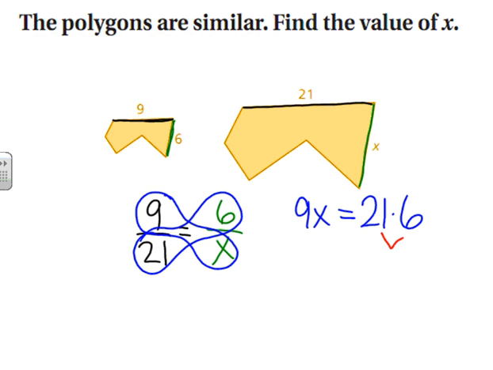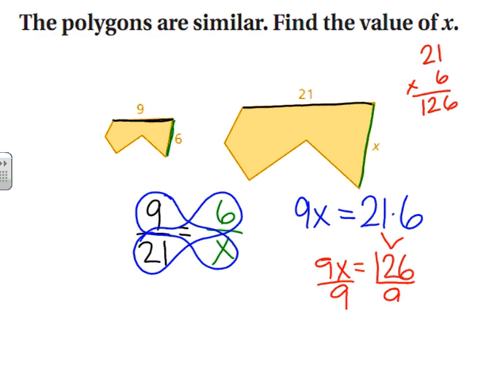We'll multiply 21 times 6 first to get 126. And now we're going to divide by 9 on each side. So 126 divided by 9.